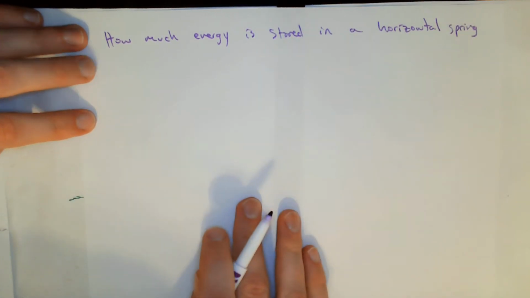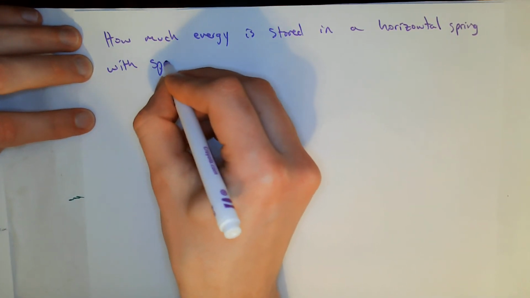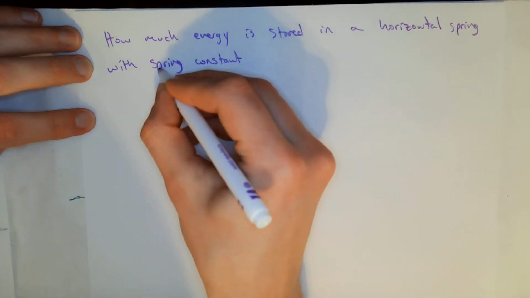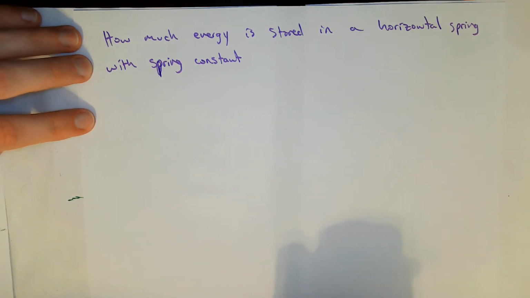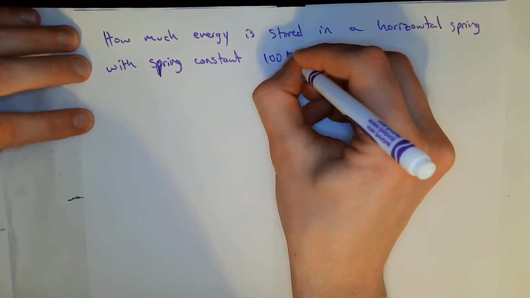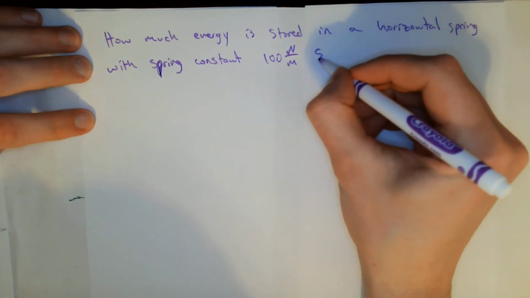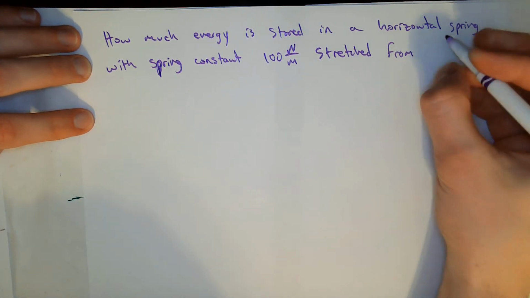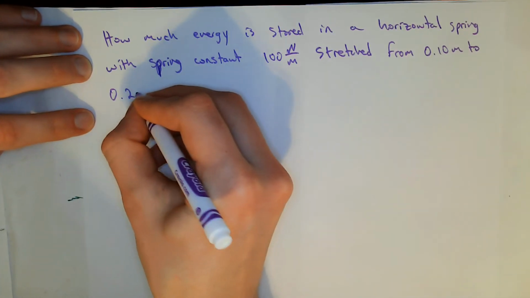How much energy is stored in a horizontal spring with spring constant 100 newtons per meter, stretched from 0.10 meters to 0.20 meters.